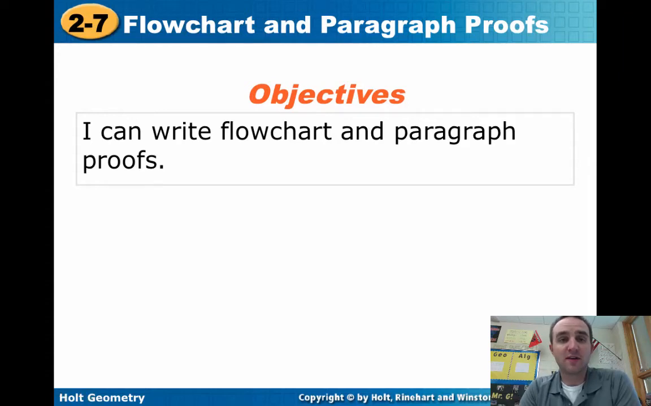Here we go, section 2.7, flowchart and paragraph proofs. Our objective for today, only one: I can write flowchart and paragraph proofs.